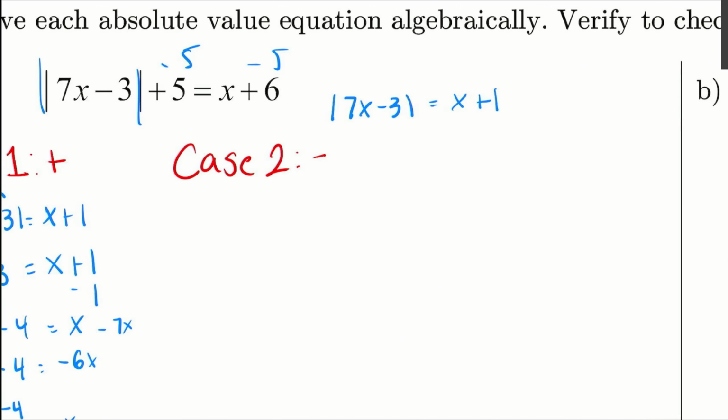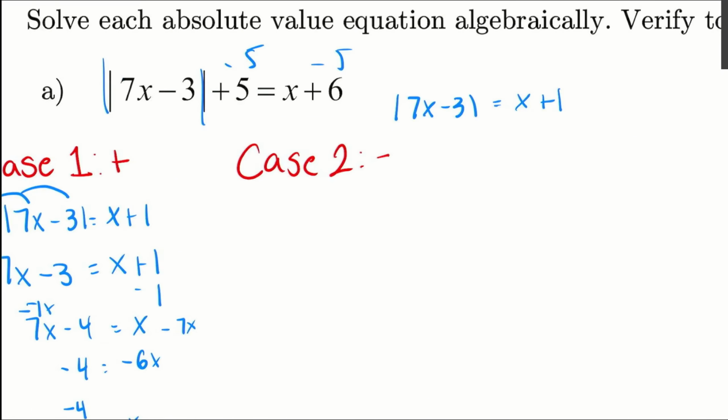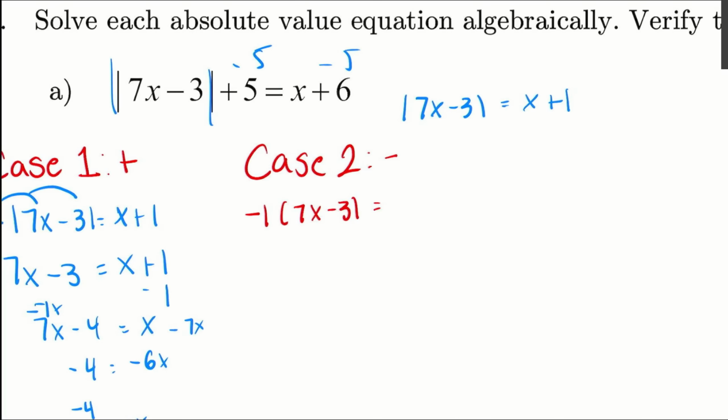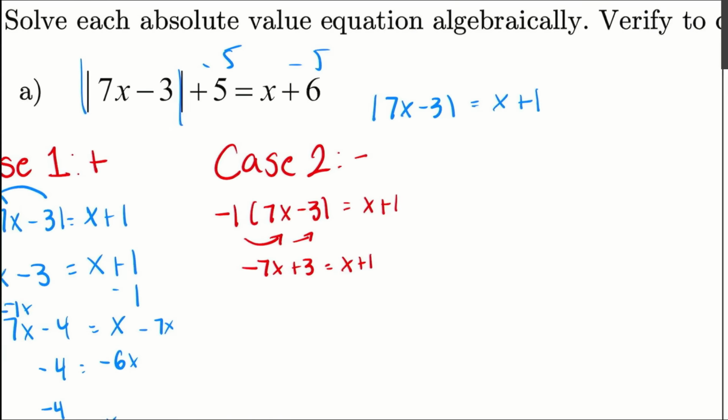So now for case 2, what we have to do is set it negative this time. Last time we multiplied whatever is inside our absolute value sign by positive 1. Now we're going to multiply it by negative 1. So we have negative 1 times 7x minus 3 is equal to x plus 1. Now we distribute this, and you're going to be left with negative 7x plus 3 is equal to x plus 1. Now all you have to do is subtract both sides and isolate for x.